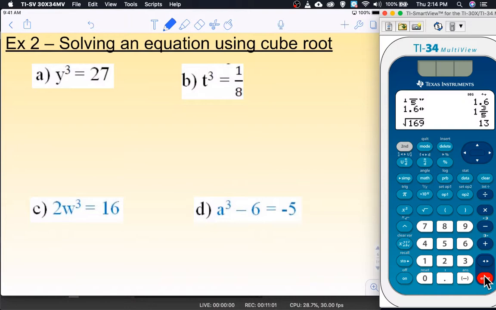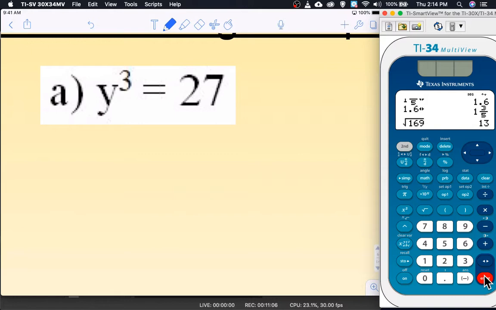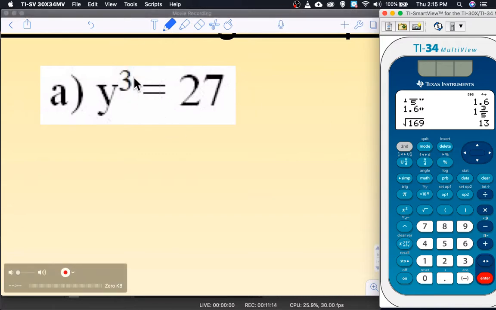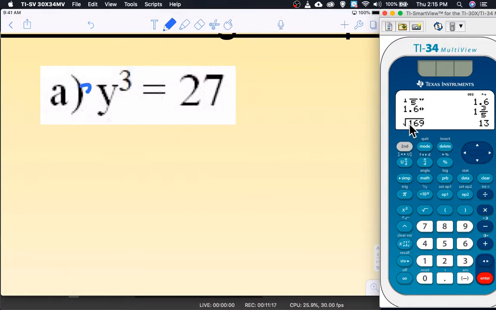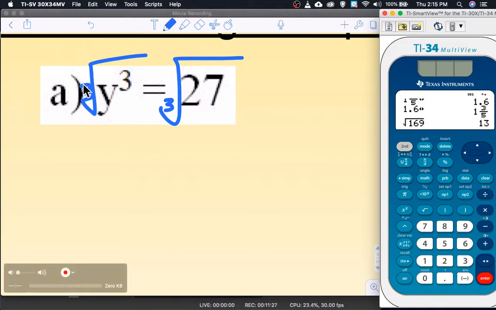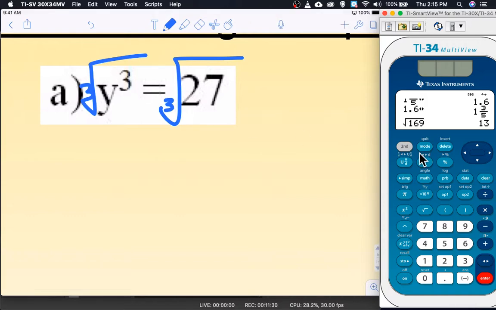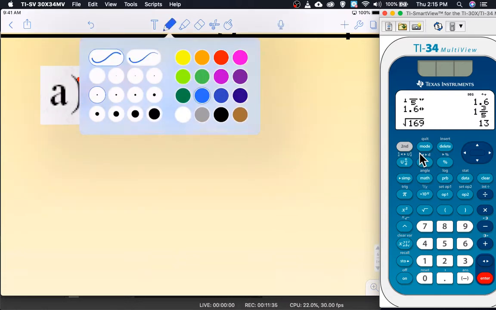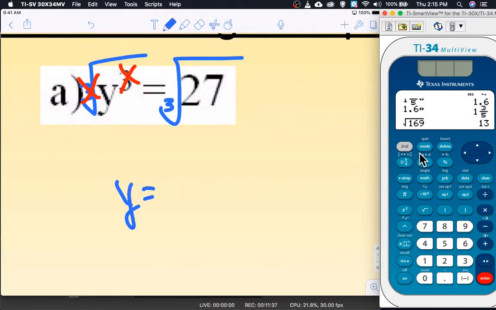Now, cubes. So y cubed is 27. Just like with square roots, the way we got rid of something squared was by square rooting. The way we get rid of something cubed is by cube rooting. So you put a little 3 in that little corner of the square root box. What's going to happen is, as we saw before, this cube root and this cube are opposite operations, and they cancel, and we're left with just plain old y equals.